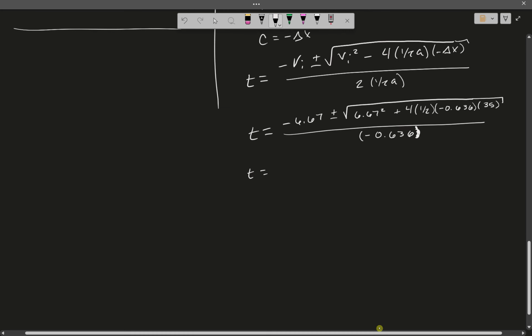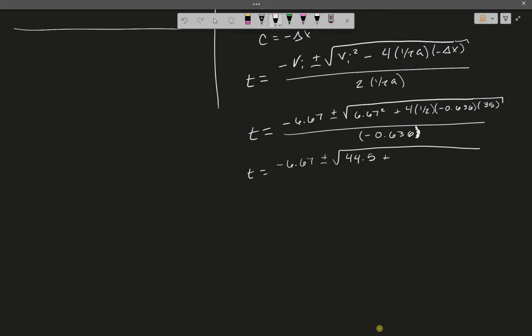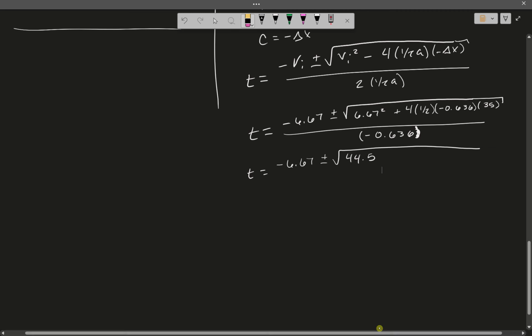I'm going to do it in a lot of steps because I know that if I punch this in the calculator all at once, I'm going to royally mess this up. And I'm going to do a little bit of rounding, which might give us a rounding error, but it shouldn't be significant enough to create any real problem with our calculation.